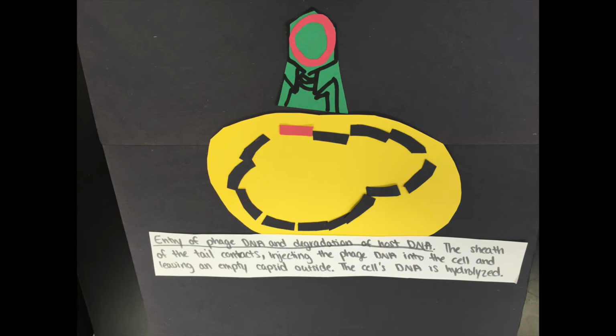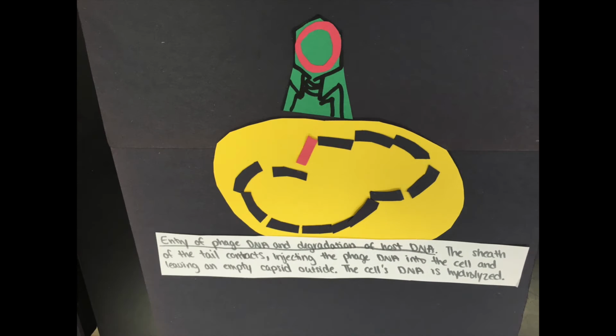The second step of the lytic cycle is the entry of phage DNA and degradation of host DNA. In this, the sheath of the tail contracts, injecting the phage DNA into the cell and leaving an empty capsid outside. The cell's DNA is hydrolyzed.